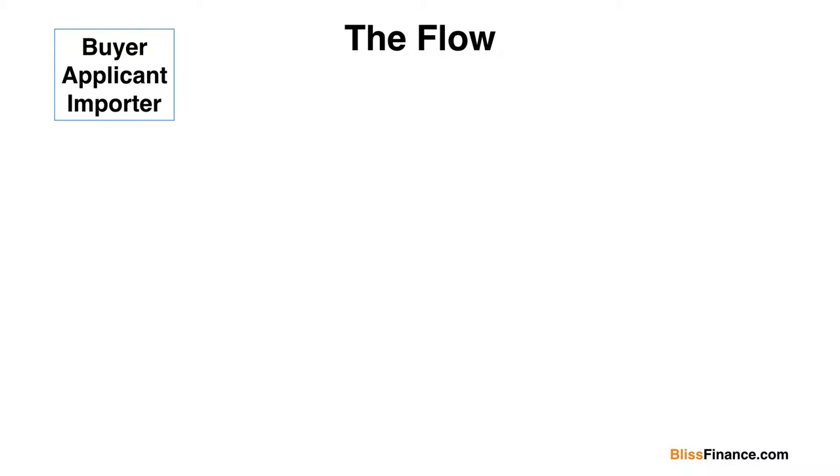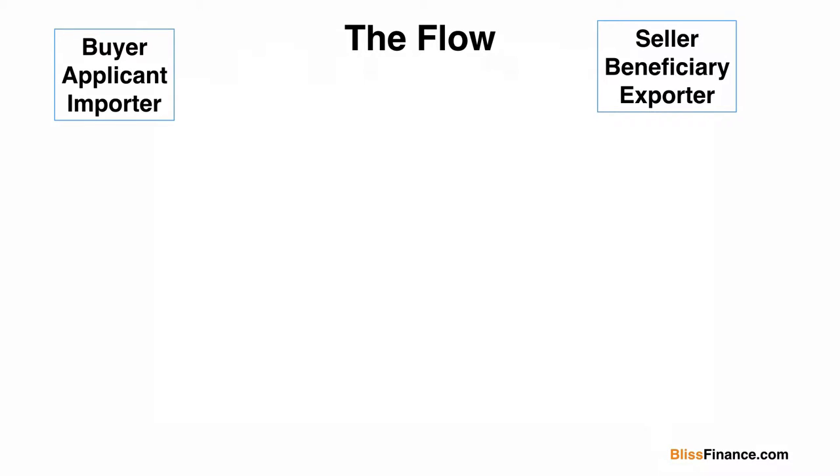Now, first on one side, you have a buyer, an applicant, or importer. And on the other side, you have a seller, beneficiary, or exporter. The way the LC terms indicates who is: if I am an applicant, that means I'm actually a buyer. I'm also an importer. But if I'm an exporter, I'm also known as the beneficiary under the LC term, which I'm also the seller.